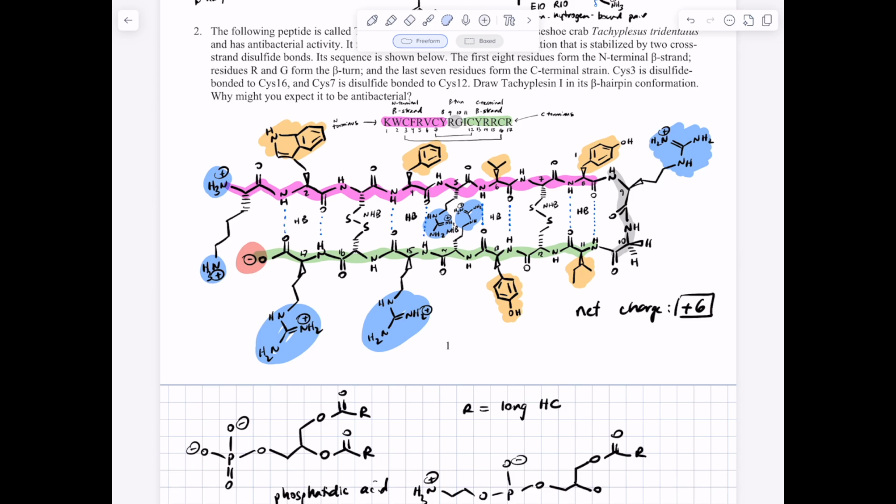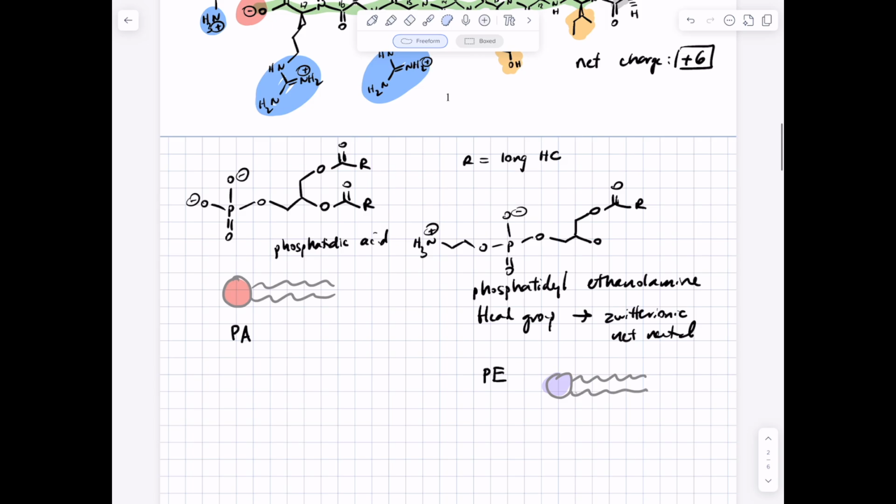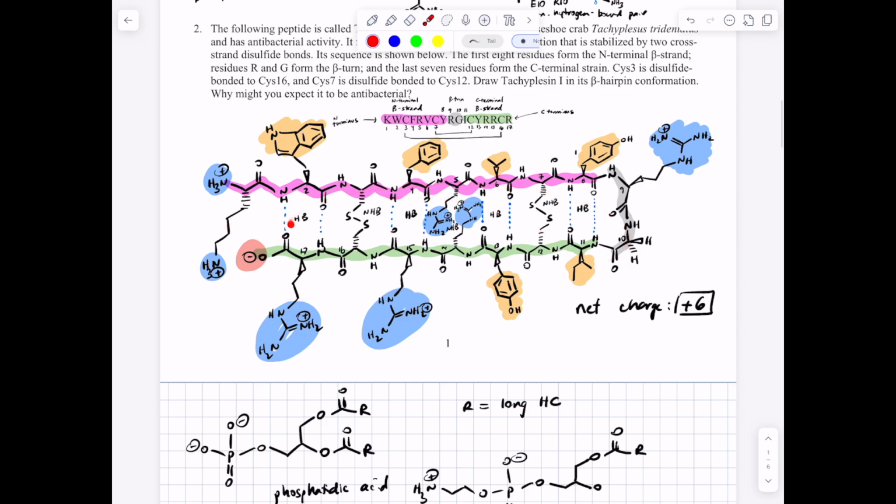Now, why would the horseshoe crab make this if it's going to break membranes? Well, if the horseshoe crab's membranes are mostly neutral, then maybe the beta hairpin isn't attracted so much to its membranes, and the eukaryotic membranes don't break. Okay, this is a general theme. This is a beta hairpin antimicrobial peptide. What I'm now going to show you is an example of an alpha helical antimicrobial peptide.